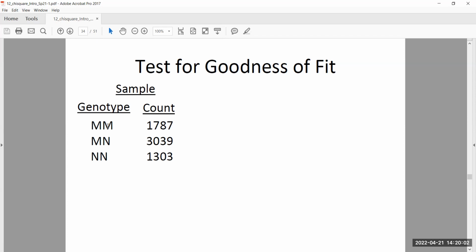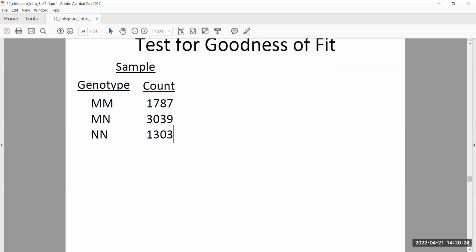We've got the big M genotype. We have 1,787 individuals. We have the big M, big N genotype. We have 3,039 individuals. And then for the big N genotype, we have 1,303. And these are a type of blood type, right? So we need to add up all of our individuals to get our capital N sample size, 6,129.